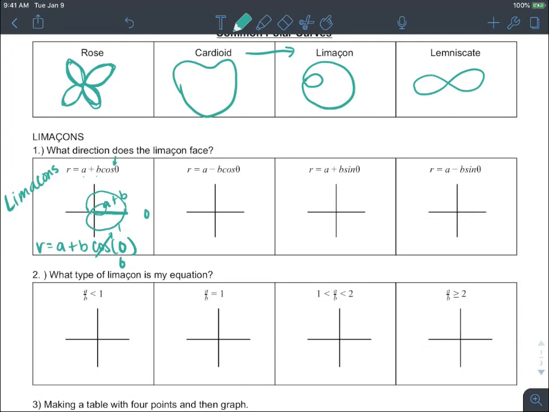Now I have r equal to a minus b times cosine theta. Remember, I want to be able to add these together, a plus b. So when is cosine theta going to equal -1, so I can multiply that -1 times -b? That's when theta is equal to pi. So on this side I'm going to have a plus b, and let's make this another inner loop. Okay, something like that.